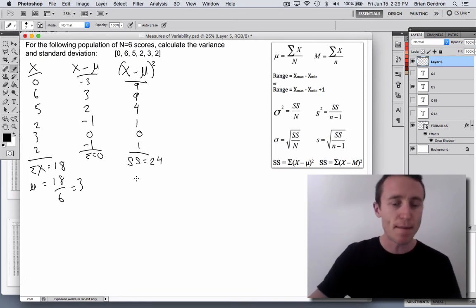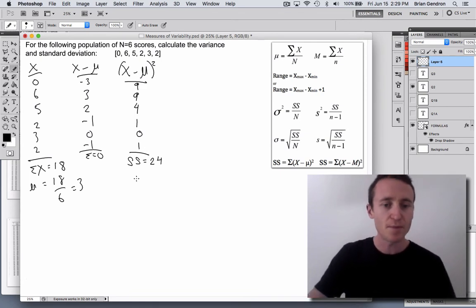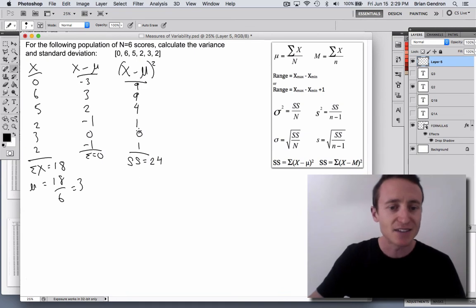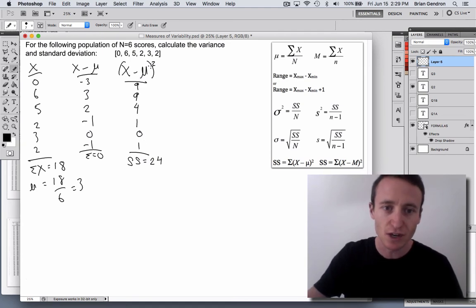All right, so as you probably read in the module, hopefully, and also in the textbook, SS is the sum of the squared deviation scores. So that's exactly what we just did. We took the deviation scores squared and added them all together. And note, that is what the formula tells you to do for sum of squares.